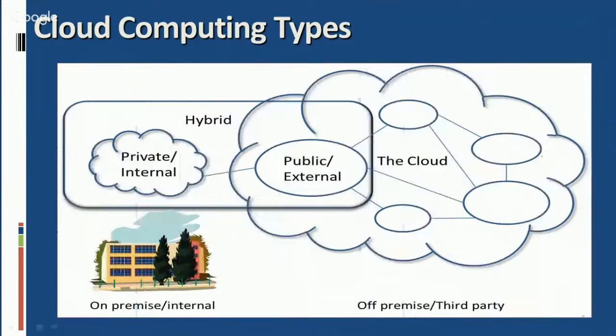So here we see the different types of clouds: a public cloud, private cloud, community cloud, and the hybrid cloud. As the name suggests, the public cloud is one based on the standard cloud computing model. In this, applications and storage are all available to the general public over the internet, and they may be free or offered on a pay-per-usage basis.